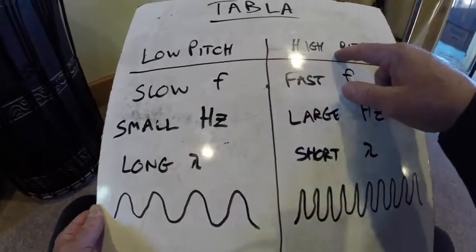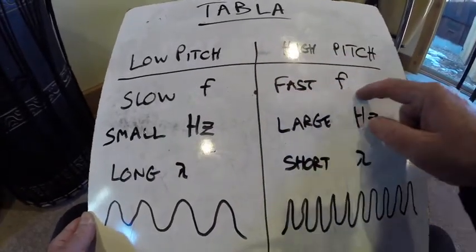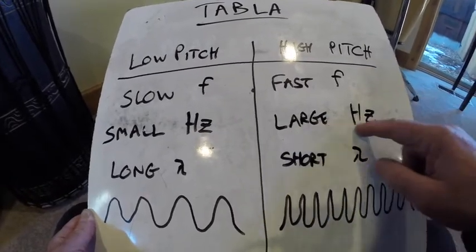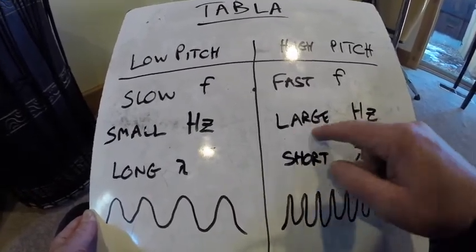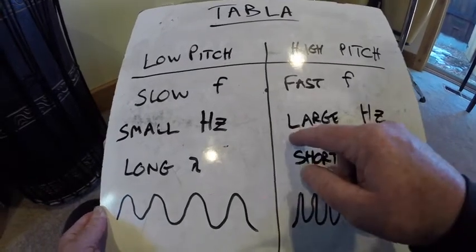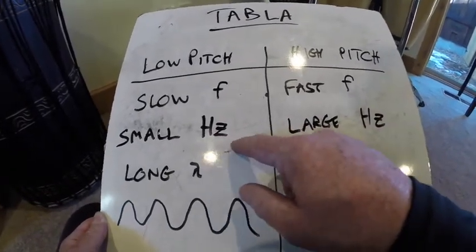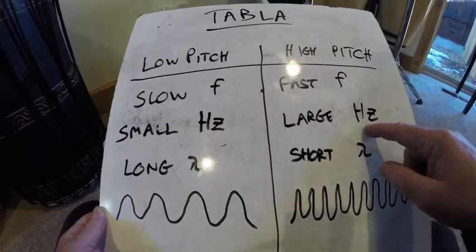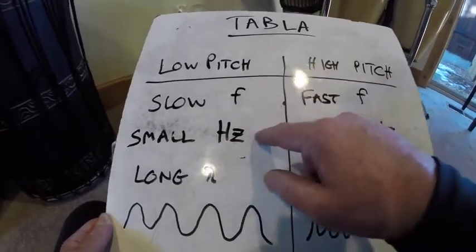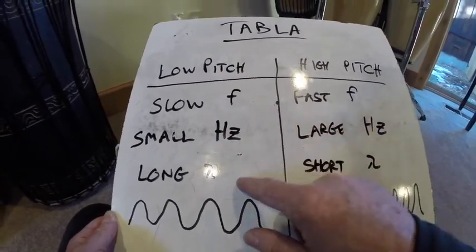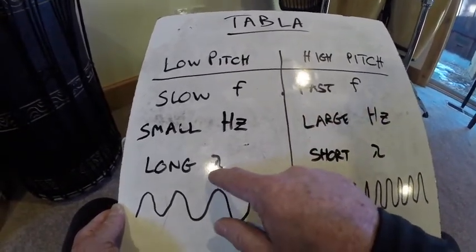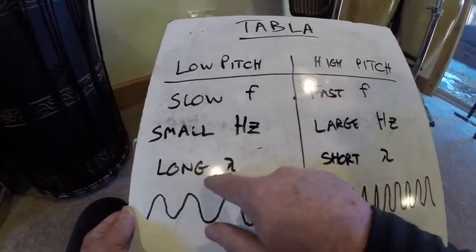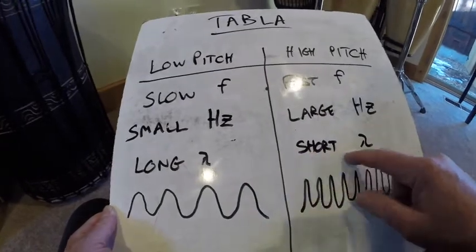Over here for the high pitch, it's going to vibrate fast. It has a fast frequency, and that means we have a really big number for hertz. Like for human hearing, it's 20,000 hertz. Compare that to the 20 of our lowest pitch that we can hear, from 20 to 20,000. Now, the frequency of vibration is related to the wavelength, as shown by this Greek letter lambda. This is going to be a long lambda, and this is going to be a short lambda.